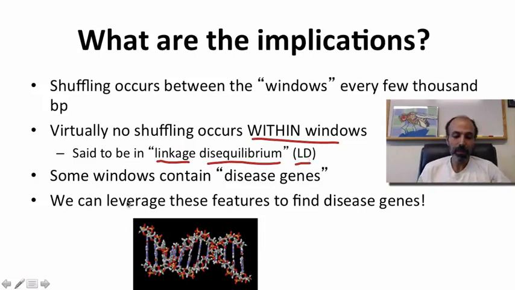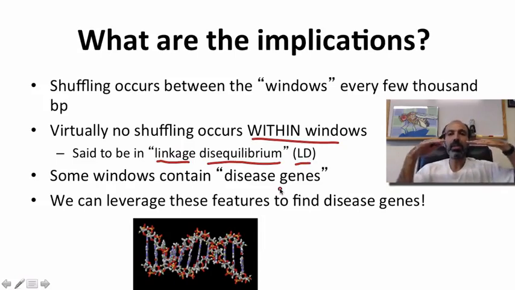Now, some of these windows are going to contain genes that have alleles causing disease. And what we can do is leverage these recombination hotspots and the windows between them to find the disease-causing genes. And let me illustrate this with an example.